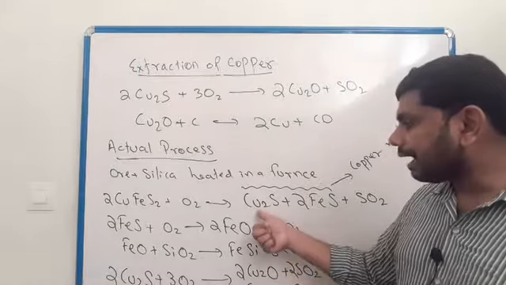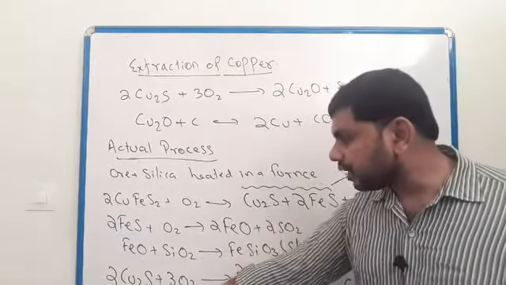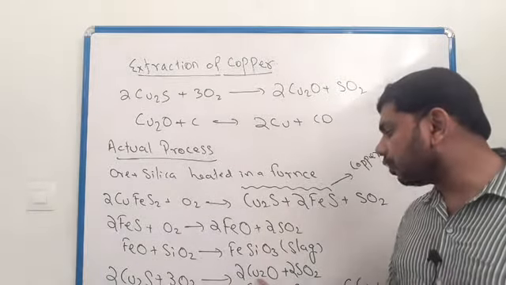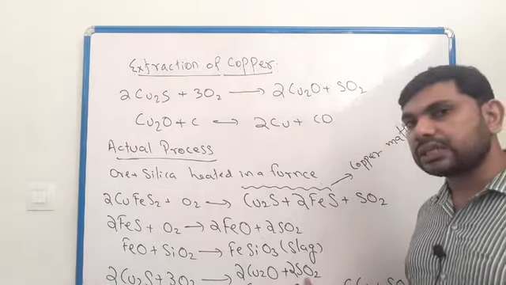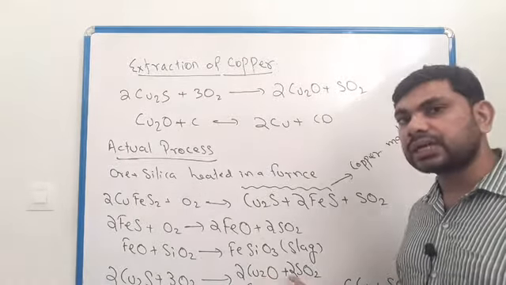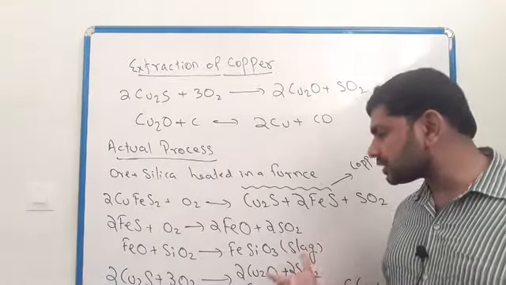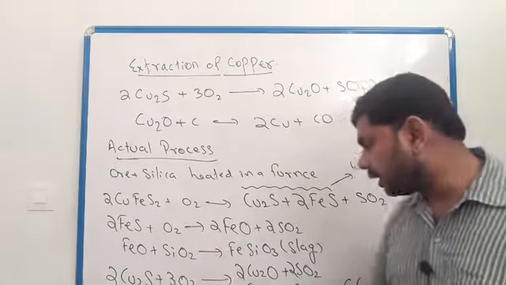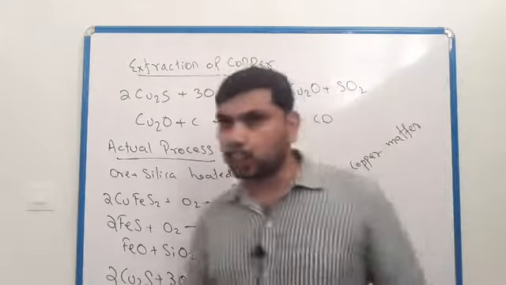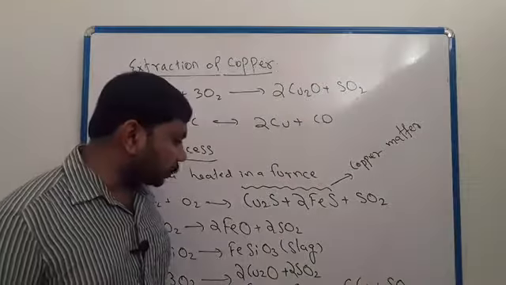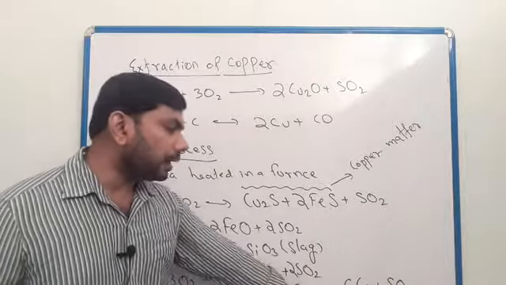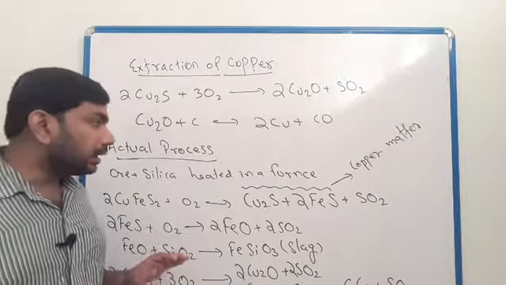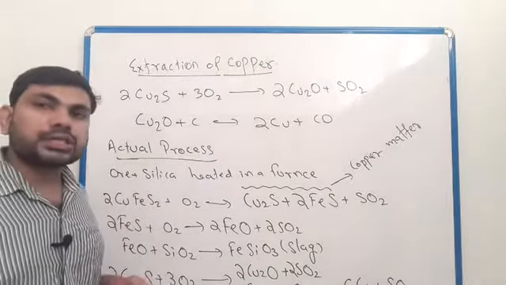Now we have copper sulfide. Copper sulfide on strong heating forms copper oxide and sulfur dioxide. Again sulfur dioxide escapes outside. Copper oxide then reacts with another copper sulfide and forms copper and sulfur dioxide. So these are the chemical reactions happening in the actual extraction process of copper.